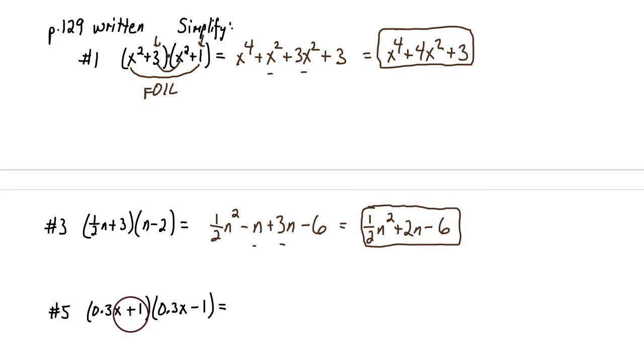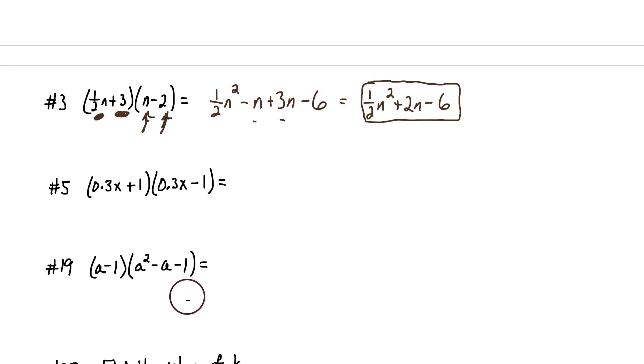Hopefully you see the technique for FOIL, taking the first thing in the parentheses and multiplying it to this one and to this one. Then take the second thing in that parentheses and multiply it to this one and to this one. Let's use FOIL to do number 5.